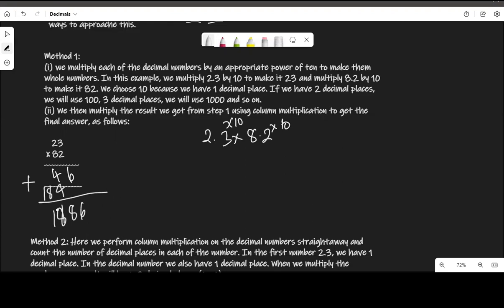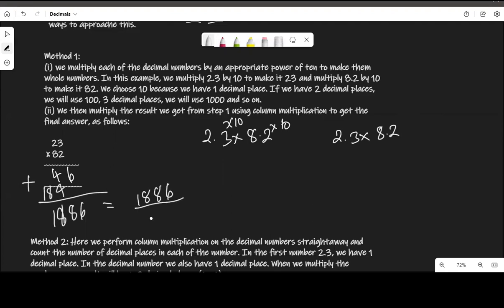So now that we have the final answer of multiplying the whole numbers, we need to divide this final answer by 100 to get the real answer of the product of 2.3 and 8.2. Why are we dividing by 100? Because we multiplied each of the numbers by 10. 10 times 10 is 100.